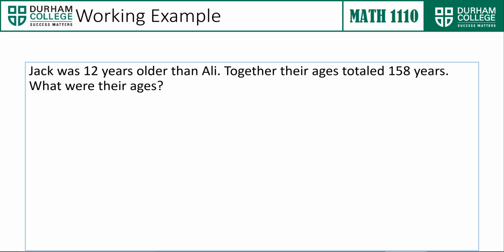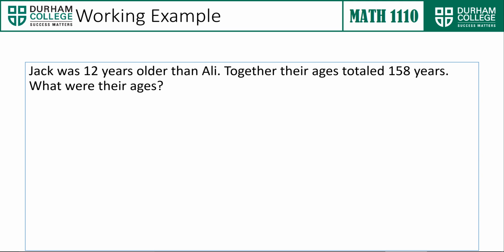Okay, so let's see, I'm being told that Jack was 12 years older than Ali, and together their ages totaled 158 years. What were their ages? So just one time I skimmed through it, didn't think about it too much, but just understood what is being asked for. So now I know I'm being asked about ages, and I have been given some information, and I have two entities in it. This time I'm going to read it pretty carefully.